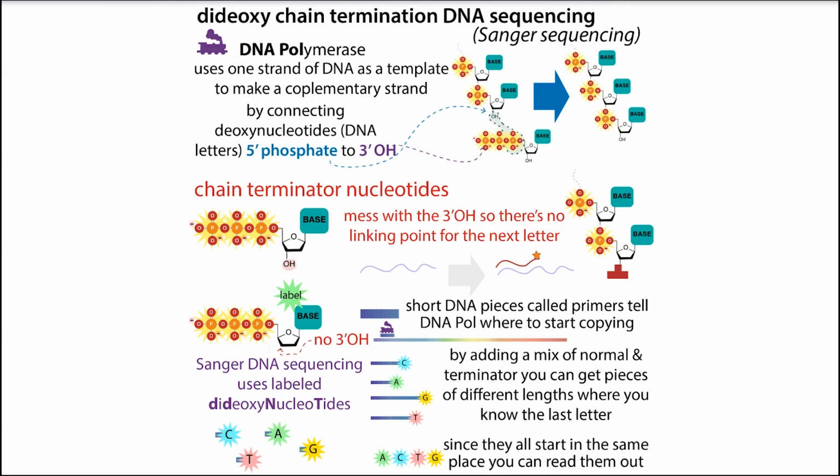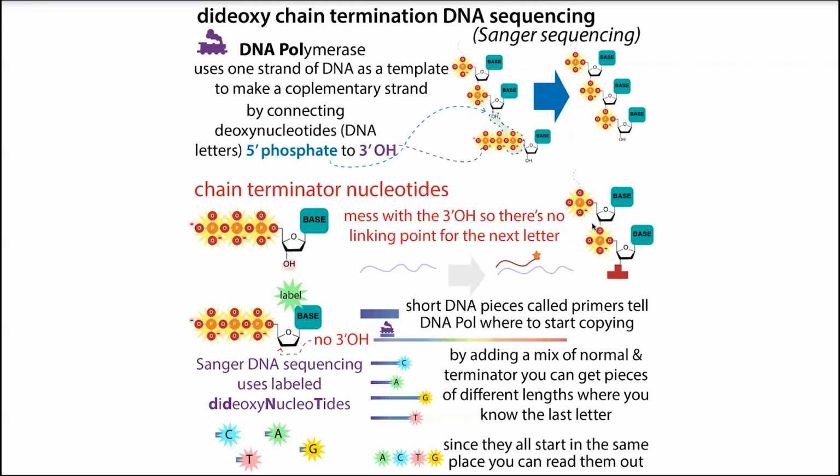Now, a dideoxynucleotide is also missing this 3' OH. And if it doesn't have that 3' OH, then it can't link up to other DNA letters. And if it can't link up to other letters, now you're going to terminate a chain. And if you have a dideoxynucleotide that has a label on it, like a fluorescent label, now when you terminate the chain, you're also going to be labeling the DNA.